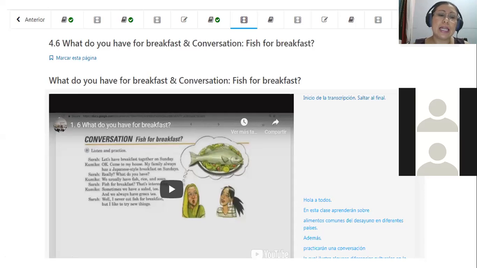We have the word never. For example, I just will take the time for reading. Sara says, let's have breakfast together on Sunday. So es como desayunemos, hagámoslo juntas. Desayunemos juntas el domingo, Sunday. So Kumiko says, okay, come to my house. My family always has a Japanese style breakfast on Sunday. So it means that they cook very traditional like in Japan because they are Japanese people.